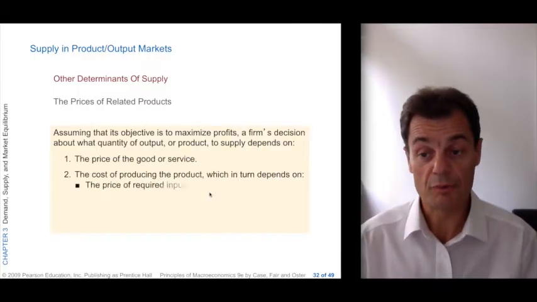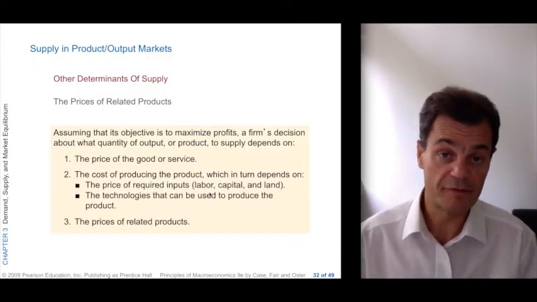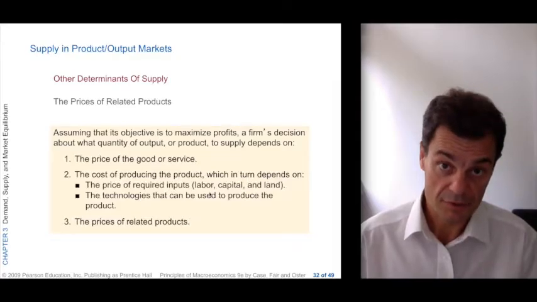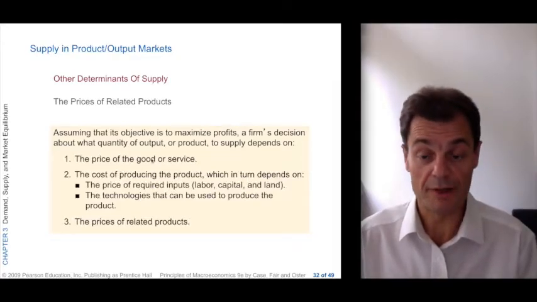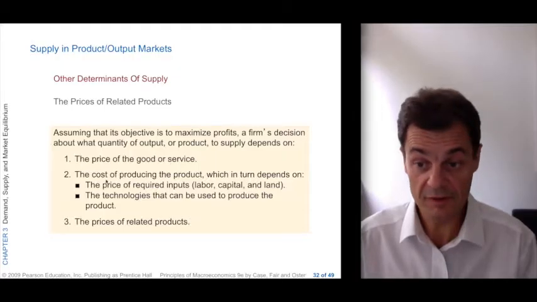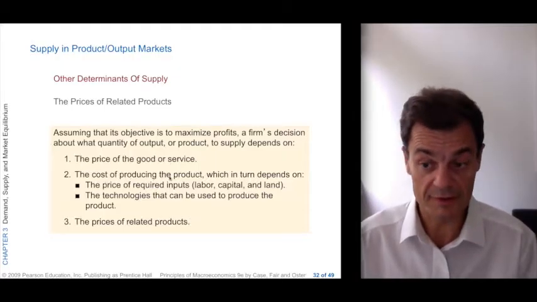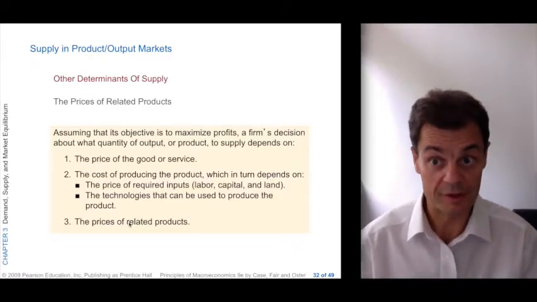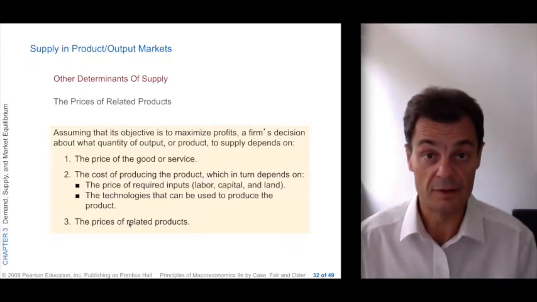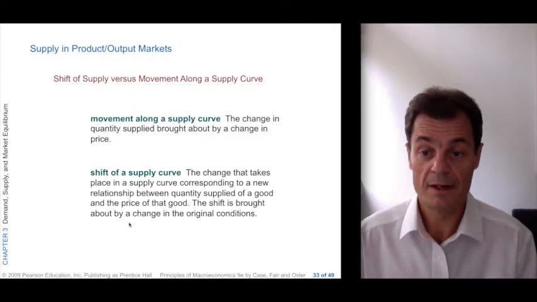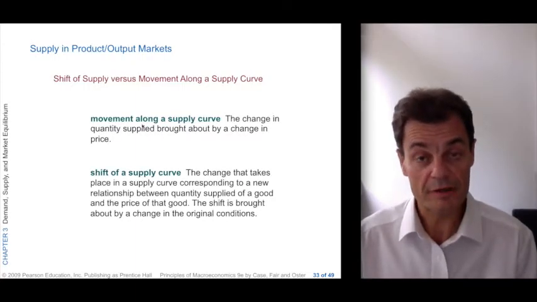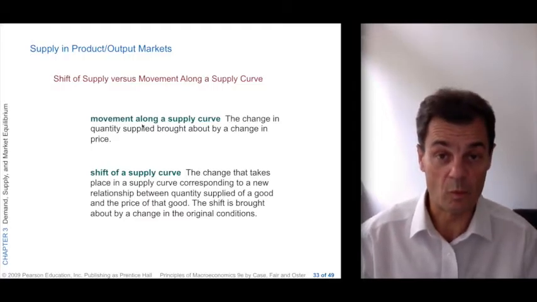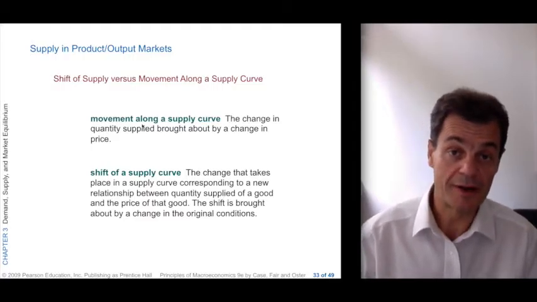The price of related products will be the third element determining the supply curve. The first one is the price of the good or service itself. The cost of producing the product is the second element. The price of the related products is the third element that influences the supply curve. Just like we had for the demand curve, we have the same way in which the supply can change.